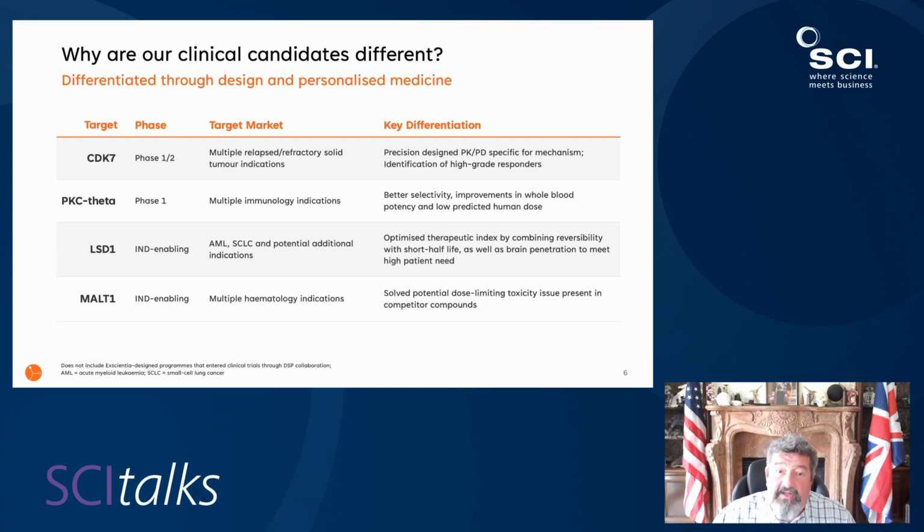LSD1, again, some of these broad acting or broad potential acting cancer targets, a big issue in some of the non-potency aspects of drug design, and again in MALT1, again addressing toxicity liabilities with other competitor compounds and so forth.